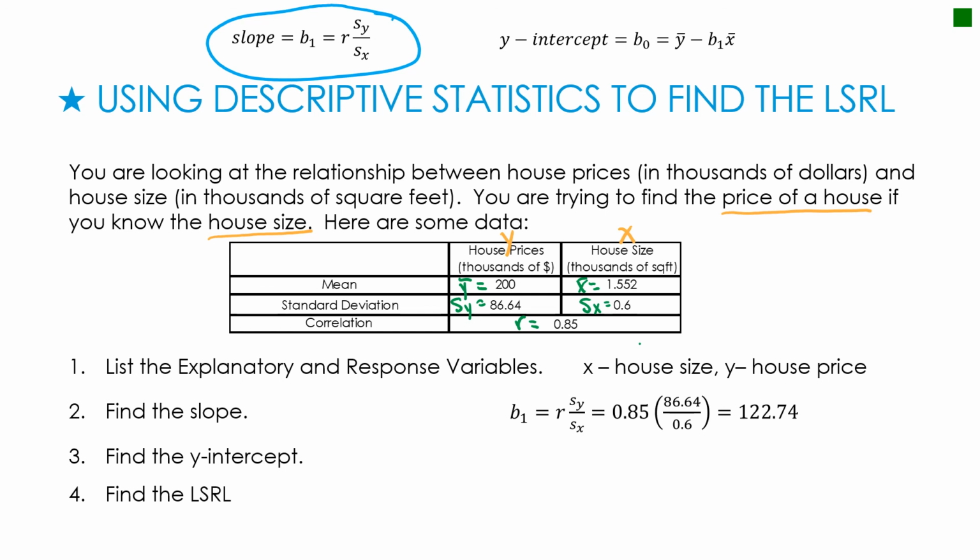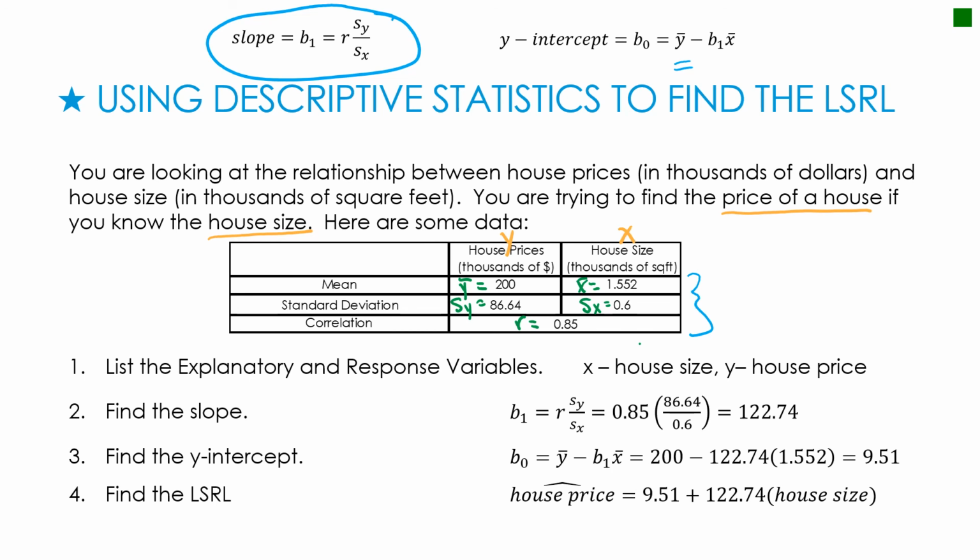The y-intercept uses that slope of 122.74. And it's going to take 200, which is the mean of my y's, as indicated here, minus the slope times the mean of my x's. Again, I'm getting all values from here in my table, and I get a y-intercept of 9.51, which means my regression equation is house price hat, remember the y always has the hat, the x never does. I'm not predicting x, I'm predicting the house price based on x, equals 9.51, which is the y-intercept, which comes first, plus the slope times x, which is house size.